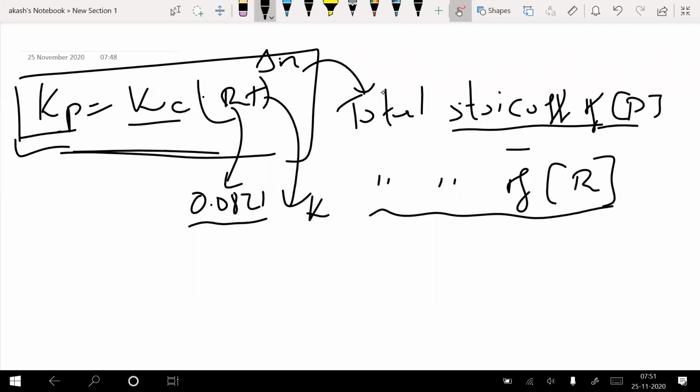Say there is a reaction where initially, at time t equal to 0, you have only reactants present. There is no product, obviously. That is one case. In the second case, say there is some amount of reactants as well as some amount of product. For example, I have the reaction N2 plus 3H2 giving ammonia. Assume that in a vessel, I have N2, H2 as well as ammonia.